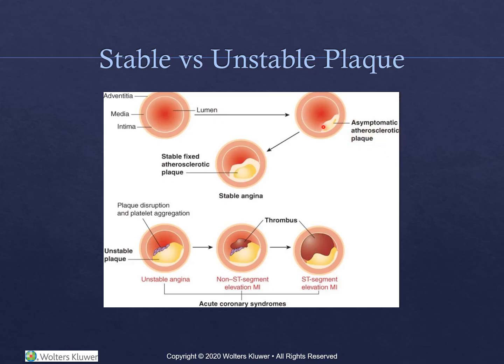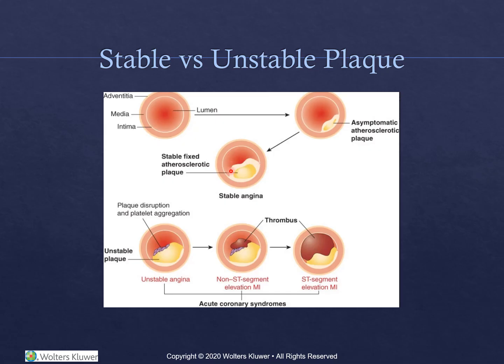And so at this level of plaquing, this patient, despite some obstruction to that lumen, is still maintaining adequate blood supply to the myocardium, both at rest and during increased workload, and so they wouldn't experience any symptoms of that plaque formation. As that plaque progresses, it may become what we call a stable fixed atherosclerotic plaque that you see here, again associated with stable angina.